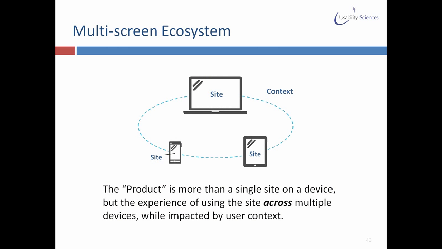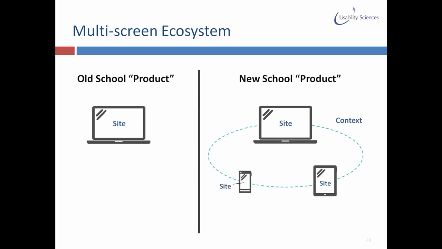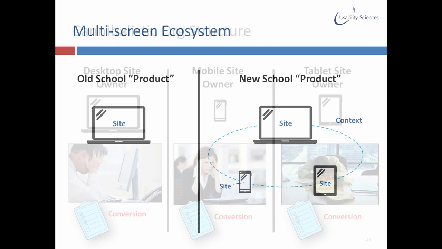And now the concept of the multi-screen ecosystem. What we mean by the multi-screen ecosystem is that the product itself is not a website on a given platform, but the product is the experience of using that website across devices while also considering where you might be and what your context is. So this is the multi-screen ecosystem. The old way of looking at a product would be that the product is the website and site on a desktop perhaps. But the new way of looking at what a product is, is that site in the multi-screen ecosystem.